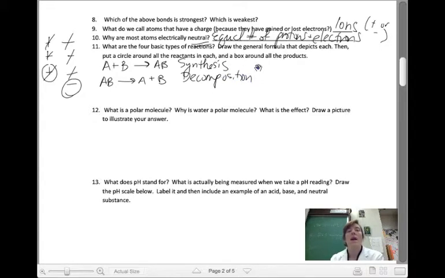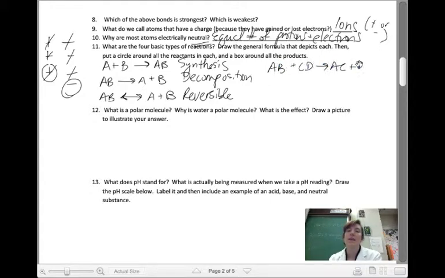Decomposition. And then if we have AB creating A plus B, but it can go in both directions, this is what's called a reversible reaction. And lastly, if we have AB plus CD becoming AC plus BD, that's what's called a replacement reaction or double replacement reaction. You should have learned about those in chemistry. And then we're going to talk about polarity.